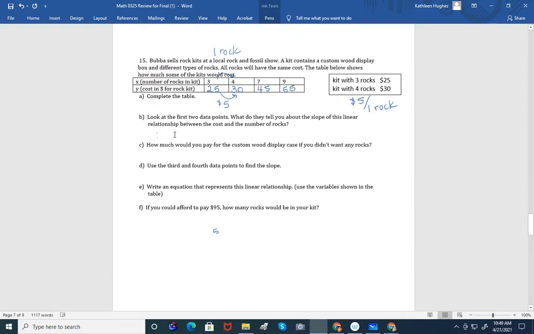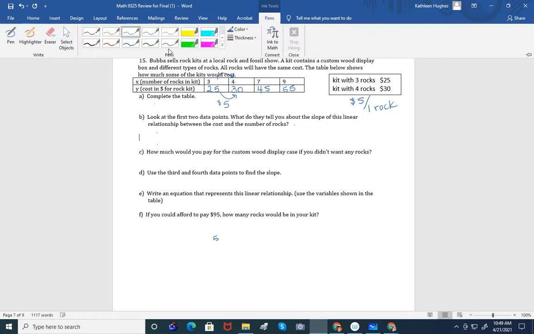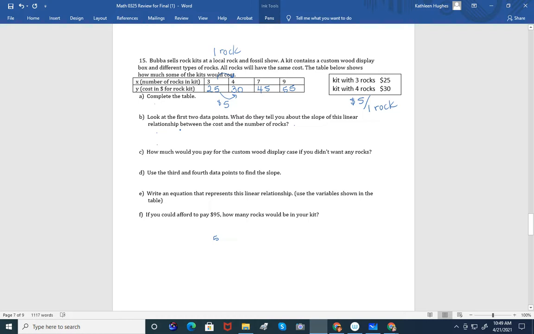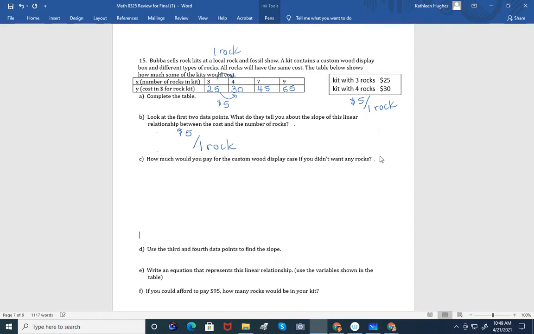The cost and the number of rocks. That tells us right off the bat that the cost is $5 for 1 rock. That's our slope. It says, how much would you pay for the custom wood display case if you didn't want any rocks? That really requires us to fill in the rest of that table for no rocks.